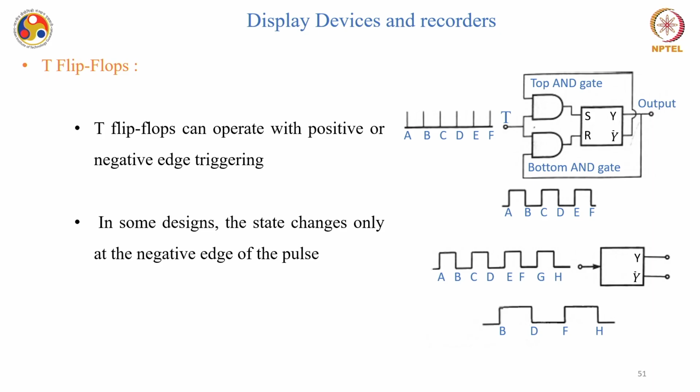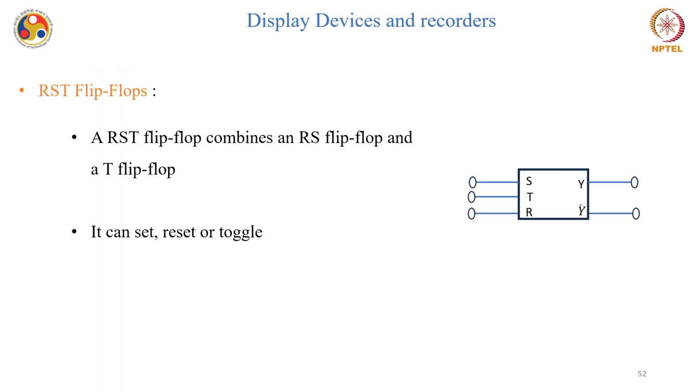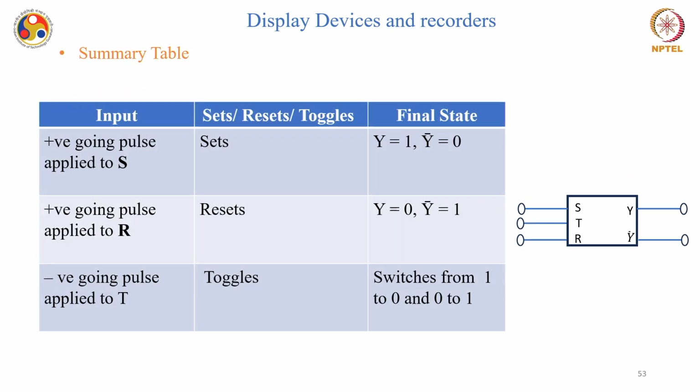Now, the T flip-flop can operate with positive or negative edge triggering. In some designs, the state changes only at the negative edge of the pulse, while in some it changes at the positive edge. Okay, but you can see that this is a combination of RS and T. We call it an RST flip-flop. Now, the RST flip-flop combines an RS flip-flop and a T flip-flop. So, you have the capability of set, reset as well as toggle. Please note that for toggling, you will still require another RS flip-flop, but I am considering that this is inherent in this kind of device.